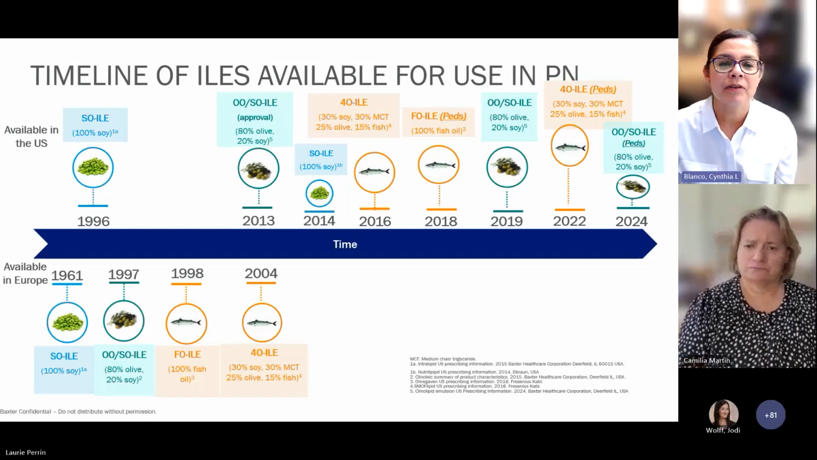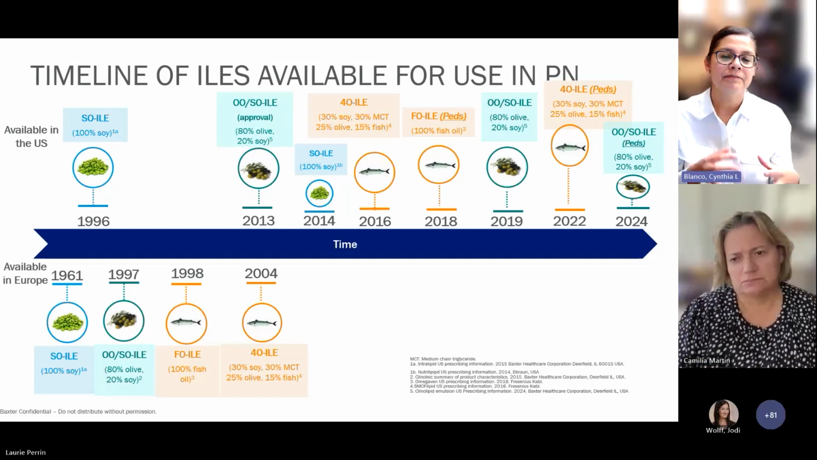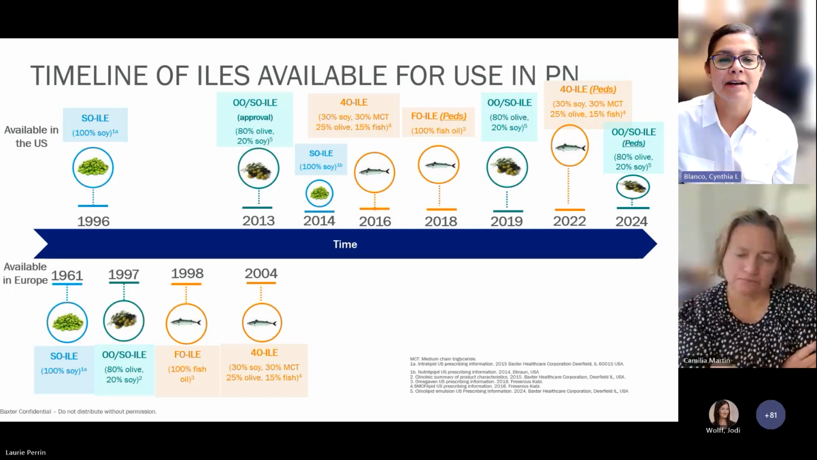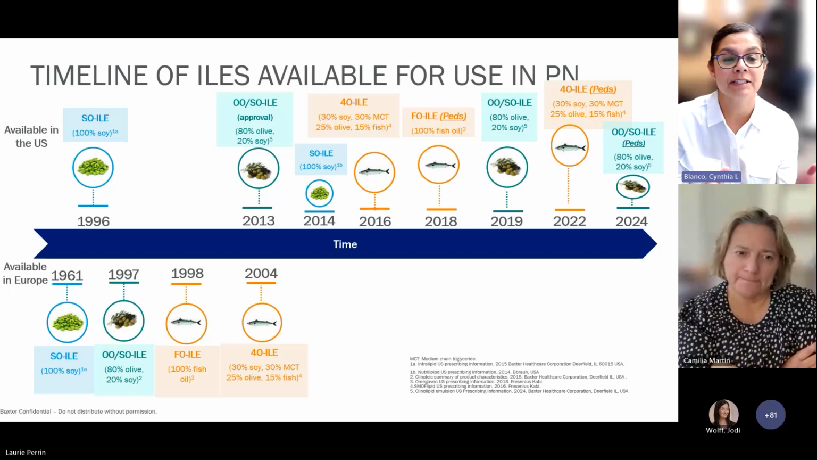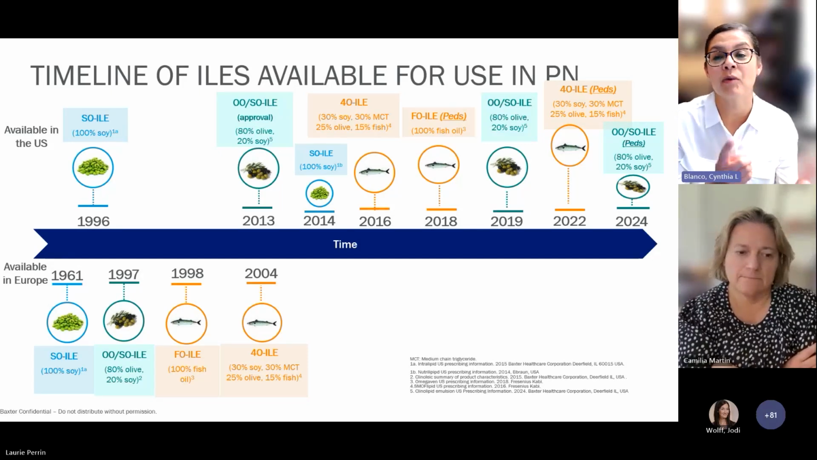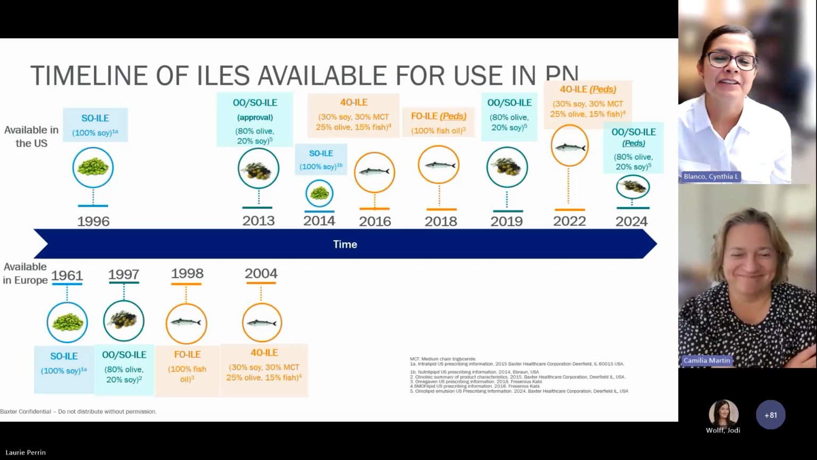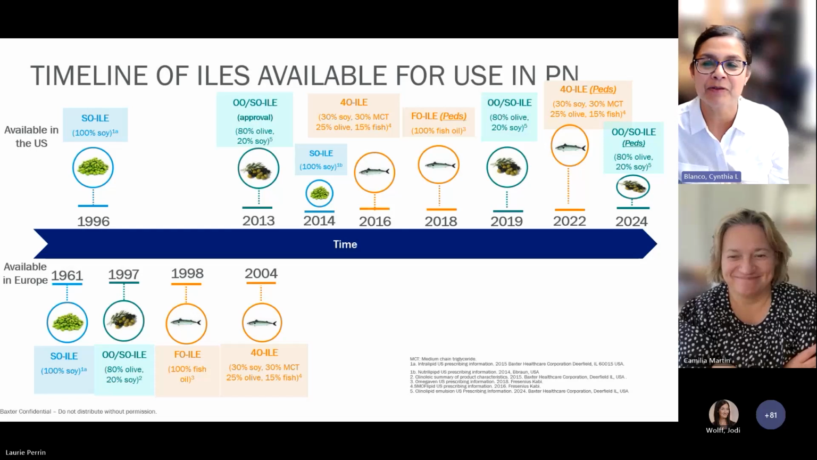This is more about the emulsions that have been available in the US for a long period of time, as you can see initially in the 90s. We only had one available, whereas during that time in Europe they've had 3 or 4 different solutions available for a long time. So we're a little behind on the approval, but the new solution with olive oil and soy was recently approved in 2024 by the FDA.